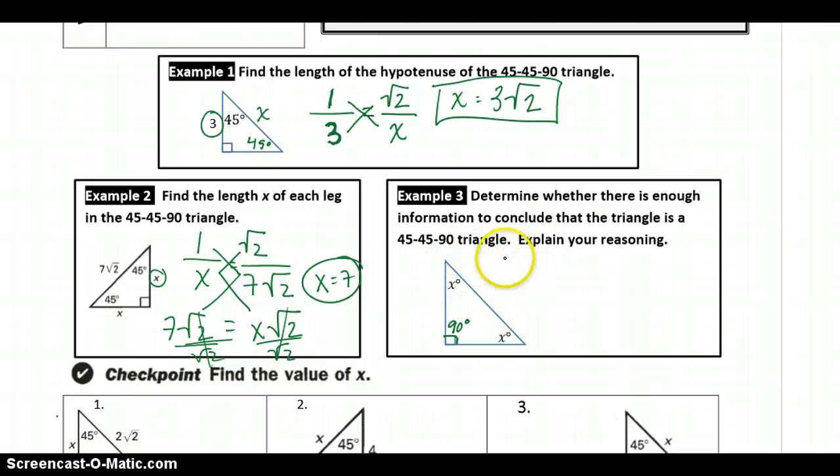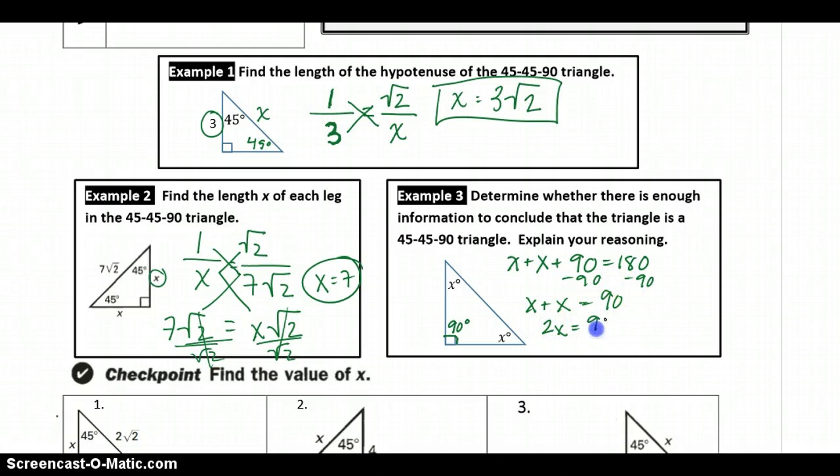Well, again, we know that if we add up all three angles, there are 180 degrees in a triangle. So we have x plus x plus 90 equals 180. If we subtract 90 from both sides, we get that x plus x equals 90, or 2 times x equals 90. If we divide both of these sides by 2, we get that x is equal to 45. Therefore, both of these angles must be 45 degrees. So this is a 45, 45, 90 triangle.